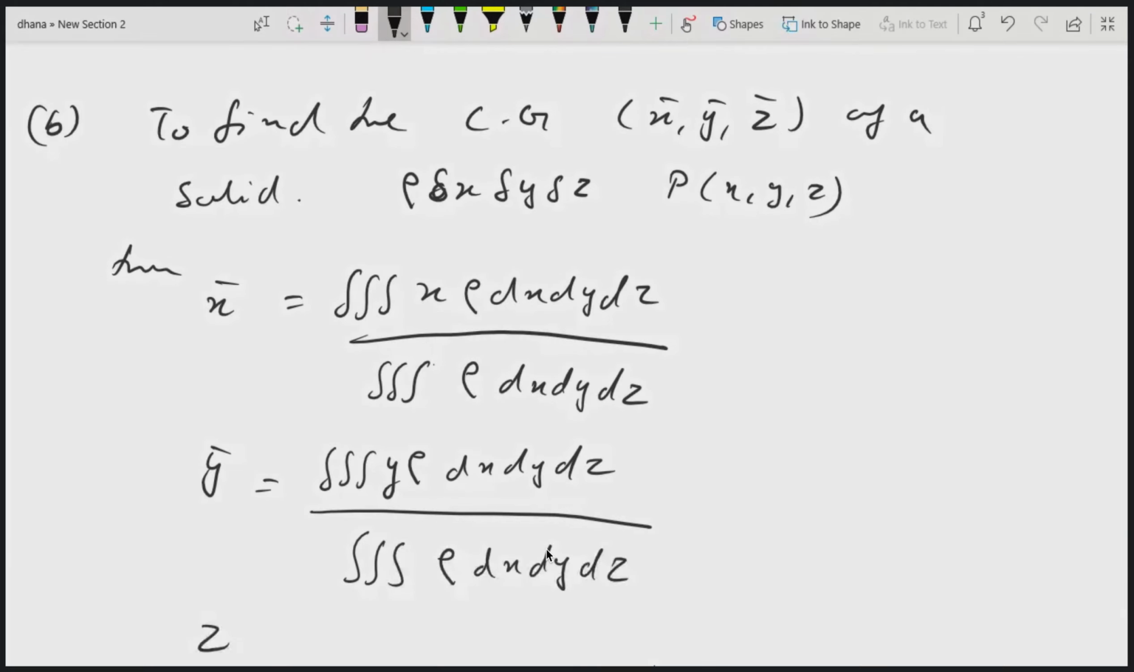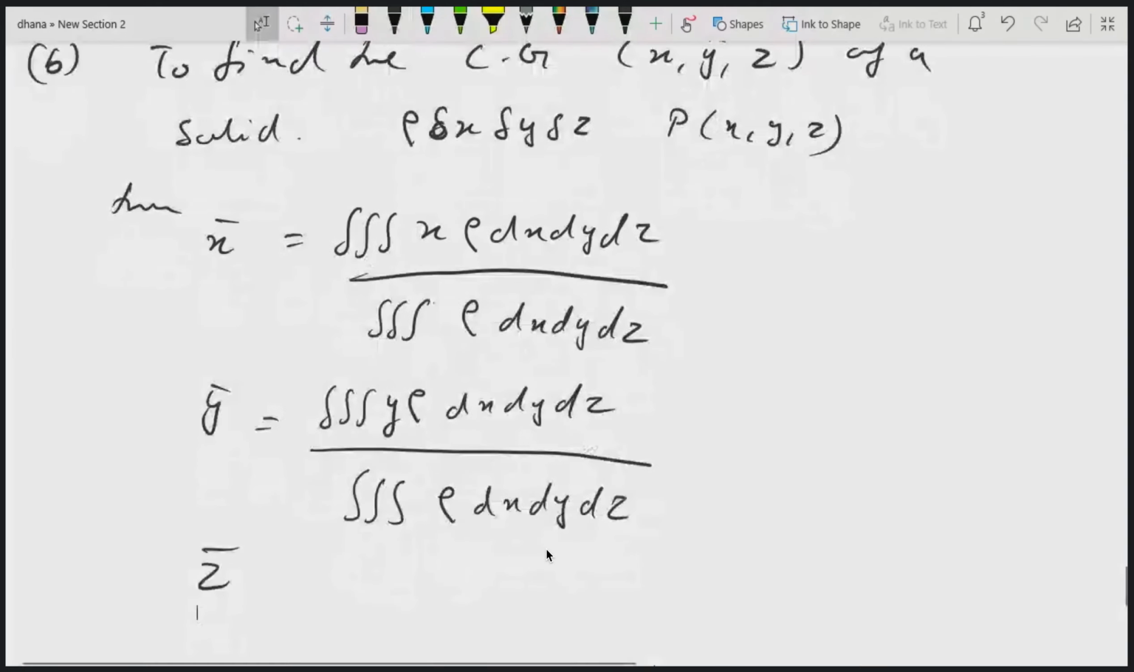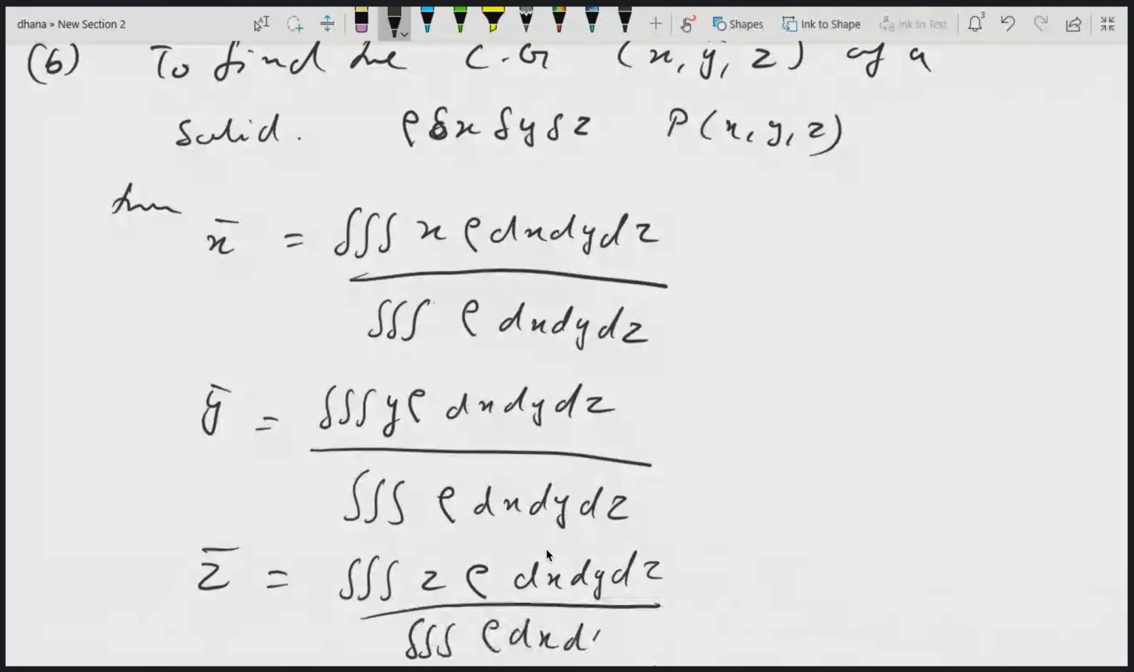Similarly for z bar it will be the triple integral of z rho dx dy dz divided by the triple integral of rho dx dy dz. Note down along with me. Understood, all of you?